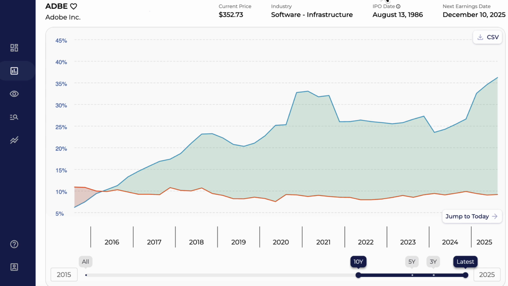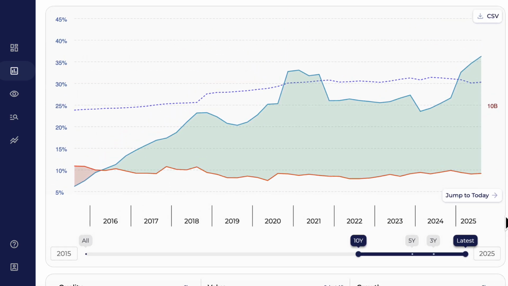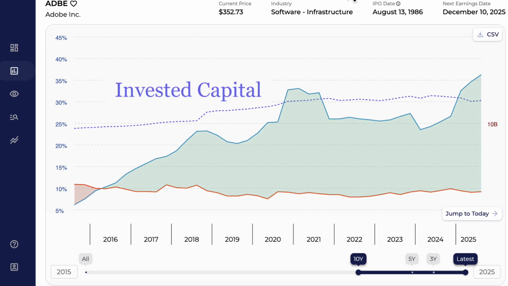What about invested capital? We can go down here, we can add in the invested capital. And we see over this time period, it's been relatively flat. And so even though the ROIC is coming up the past few quarters, we see the invested capital hasn't grown much. Now, a high-quality compounder stock is one that continues to aggressively reinvest earnings.